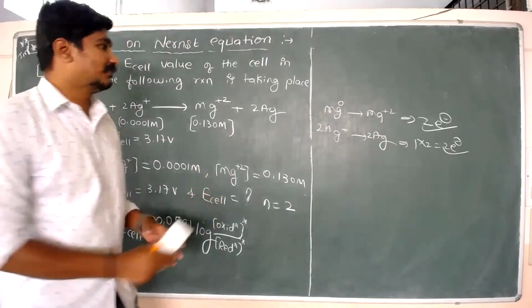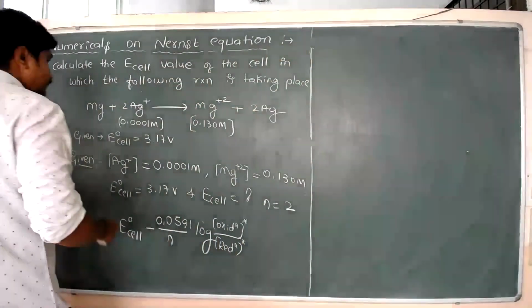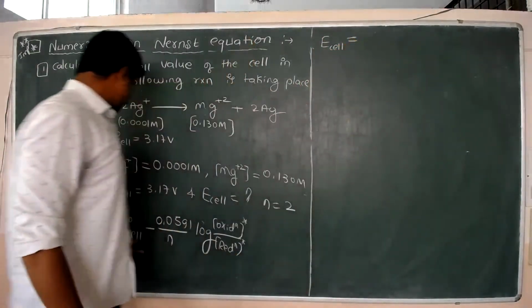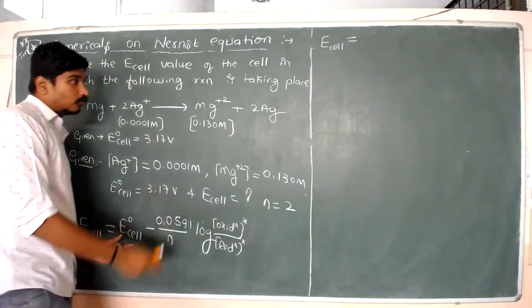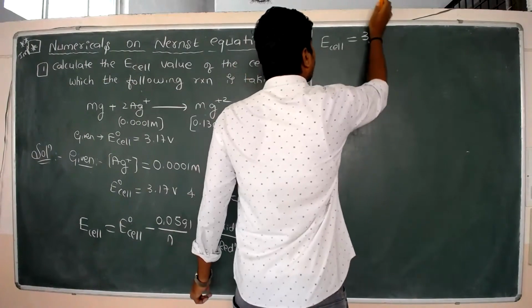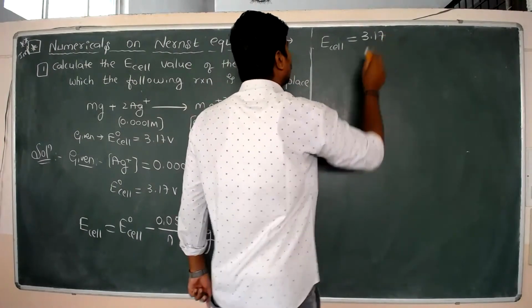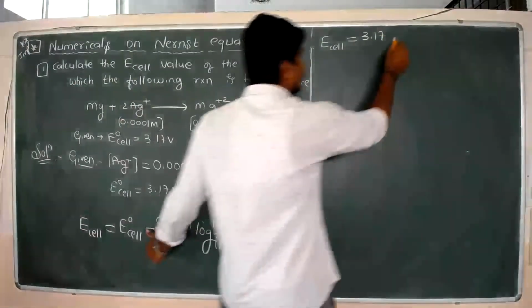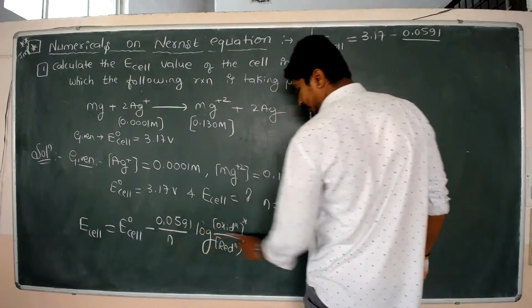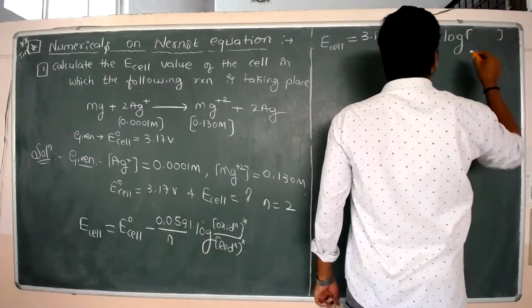Now substitute the values. Substitute all the values in the formula. You will get E cell is equal to, what is the value of E naught cell? Here E naught cell is equal to how much? 3.17 volt. The unit for the electrode potential is volt. 3.17. Next, minus as it is, 0.0591 divided by n. What is the value of n? n is equal to 2. 2 log of the element which is undergoing oxidation.